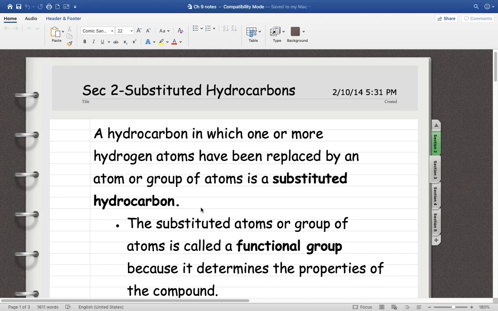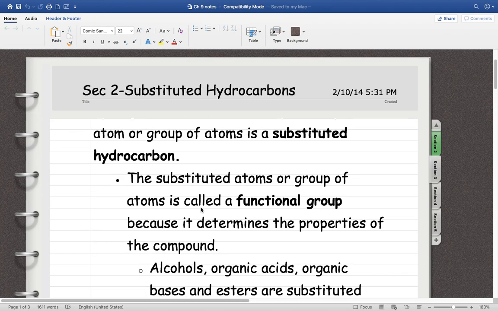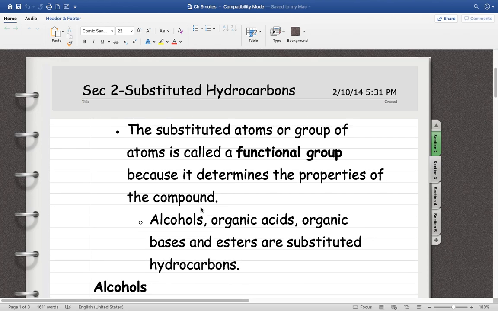Okay, so I'm taking out one of the hydrogens and I'm going to put an OH in it, or I'm taking out one of the hydrogens and I'm going to put a bromine in it. So something like that. It's still going to be CH and then Br or something like that. A substituted atom or a group of atoms is called a functional group because it changes the function of your compound. It changes the properties of it.